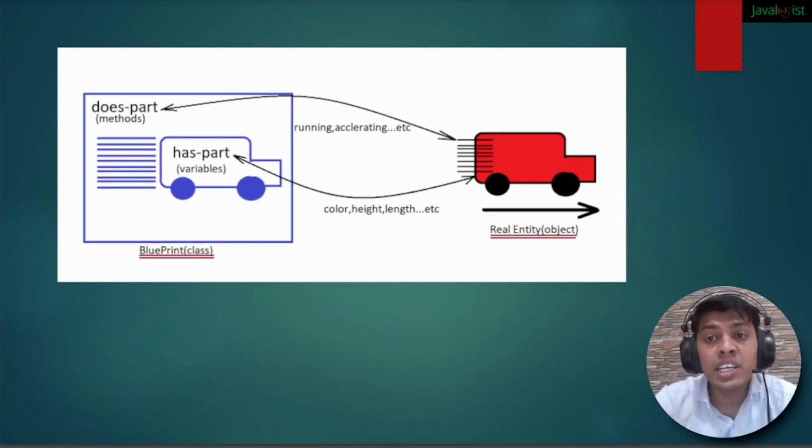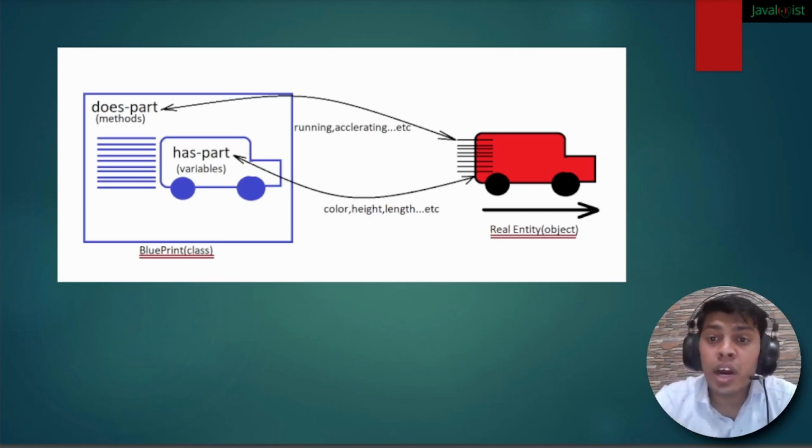The imaginary thing does nothing, while the real object we use in real life has a has part and a does part. The has part represents the state of objects. In simple terms, we can say that a car has red color, height, length, and other features. In programming, we use variables for the has part.